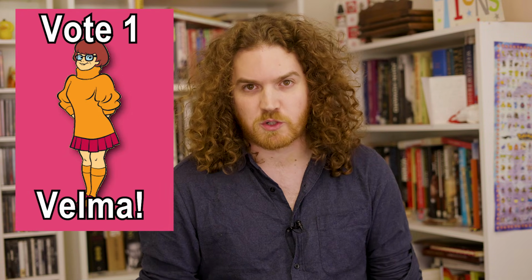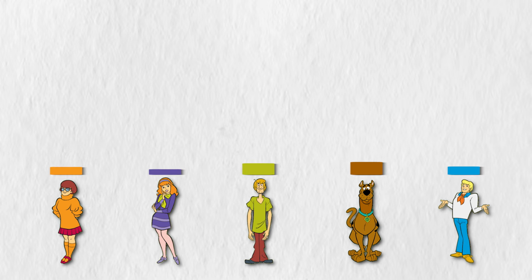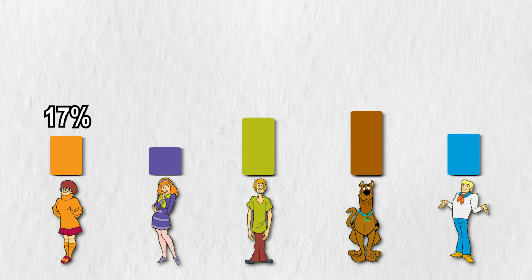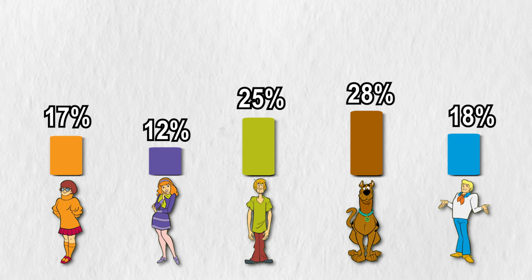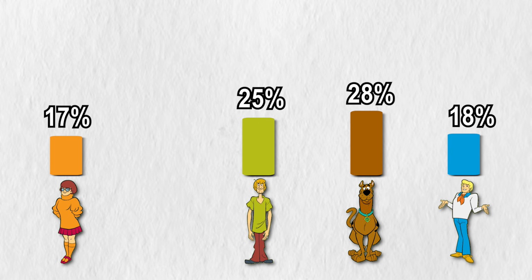Don't at me. Despite Velma clearly being the right choice, the electorate is stupid, and the first preference count puts Velma at 17%, Daphne 12%, Shaggy 25%, Scooby 28%, and Fred 18%. Ugh. Daphne has the smallest vote, so is eliminated first and preferences distributed.